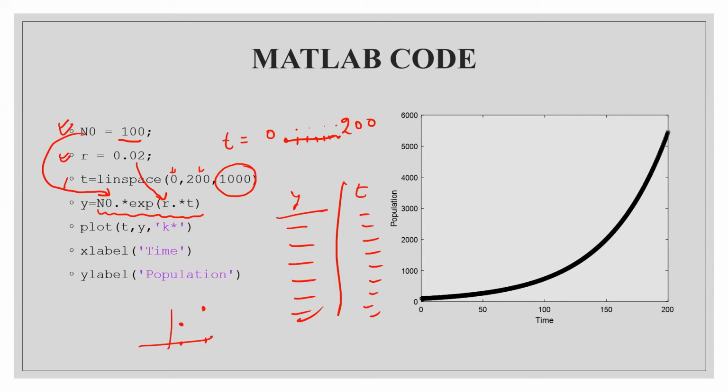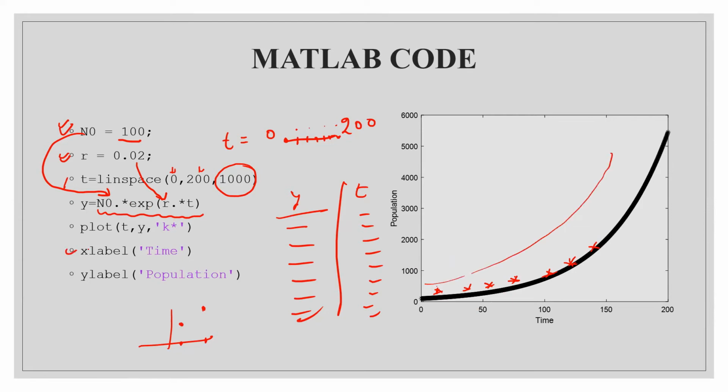Can anybody tell? This is just giving you the color. You have some color options in MATLAB. What is this doing? K is for black. K star is like, this is not visible. This is this star. It is plotting by making a star. If you want to omit this, you can also do it. You will get a simple curve of this type, right?